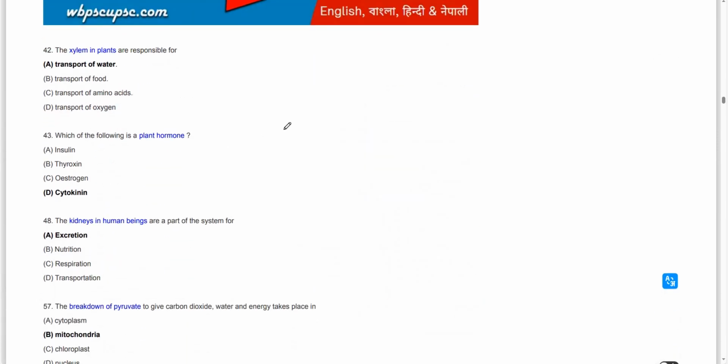The xylem in plants is responsible for transportation of water. Xylem and phloem: xylem, transportation of water, and phloem, transportation of the food prepared by the plant to the other parts of the plant.